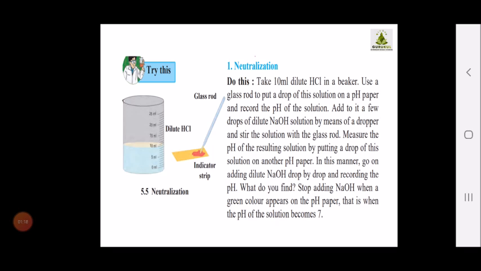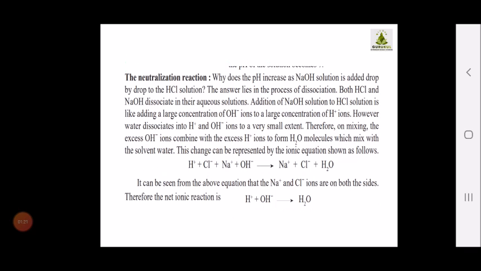What are we going to find? That will be the outcome. So what you will come to know is the pH increasing. Why does the pH of the solution increase as NaOH is added? The answer lies in the process of dissociation. What happens? See here, children.